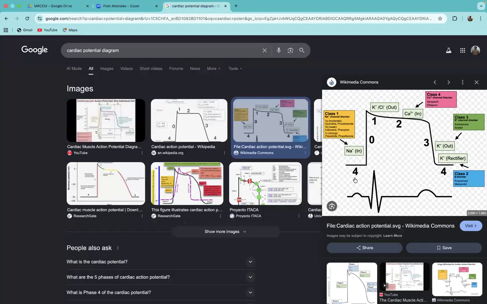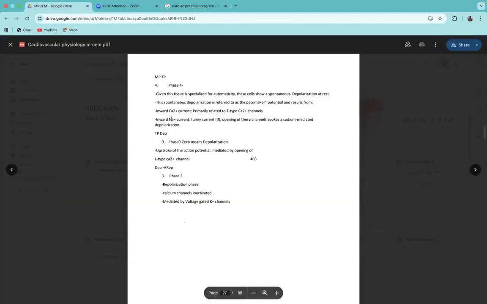So you can see phases 0, 1 and 2, where potassium and chloride are going out and calcium is coming in, and then there will be 3 again. So 4, 0, 1, 2, 3, and then there will be 4 again. If you go through a single sequence from the depolarization section here, there will be 0, 1, 2, 3, and into the hyperpolarization section there will be the funny current sodium, phase 4 as well.